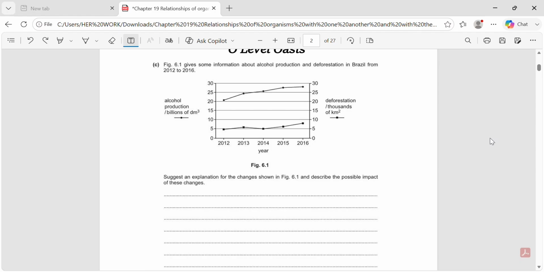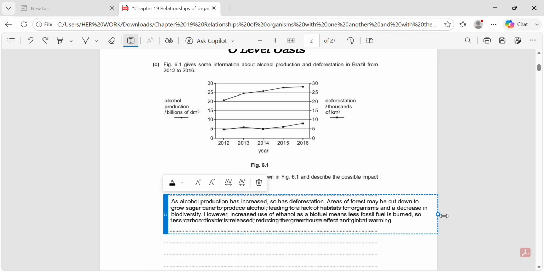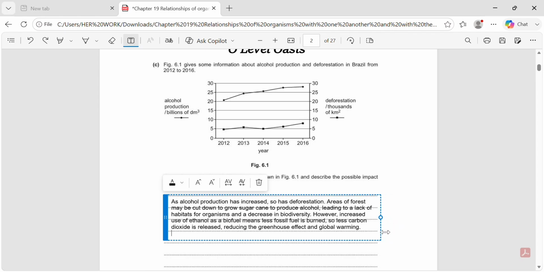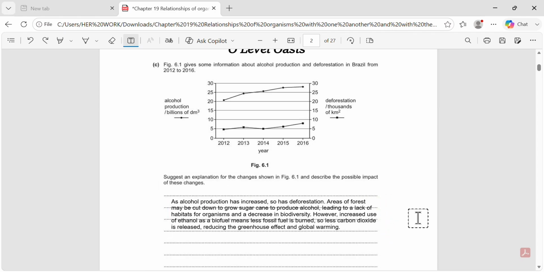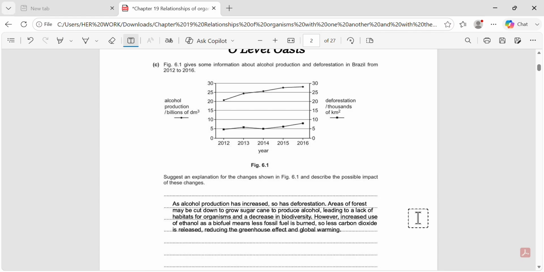So the answer we write is, as alcohol production has increased, so has deforestation. Areas of forest may be cut down to grow sugarcane to produce alcohol, leading to a lack of habitats for organisms and a decrease in biodiversity. However, increased use of ethanol as a biofuel means less fossil fuel is burned, so less carbon dioxide is released, reducing the greenhouse effect and global warming.